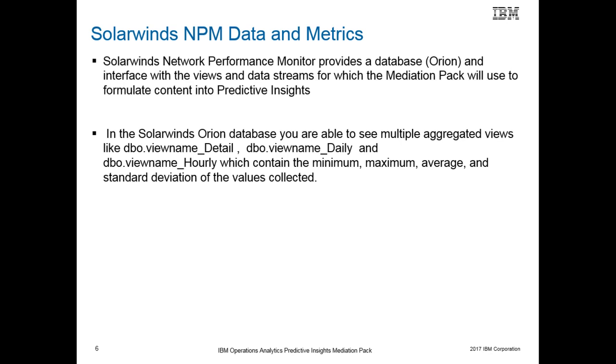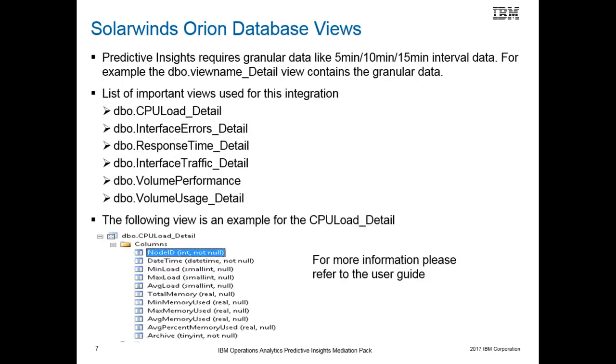In the Solarwinds Orion database you are able to see multiple aggregated views such as DBO View Name Detail, DBO View Name Daily and DBO View Name Hourly, which contain the minimum, maximum, average, and standard deviation of the values collected. Predictive Insights requires granular data such as 5-minute, 10-minute or 15-minute interval data. For example, the CPU load detail view shown at the bottom of the slide contains the granular data.